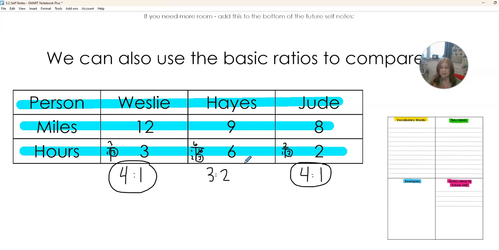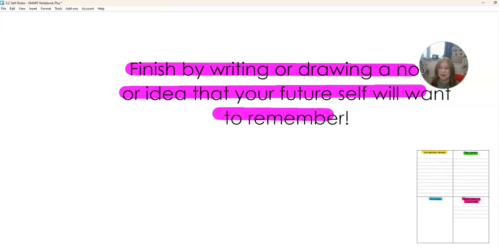So we're just using those basic ratios to help us compare. And then we're using basic ratios to help us make equivalent ratios as well. So 4 to 1, 3 to 12, and 8 to 2 are really all the same thing, 4 miles every hour. Okay, so go ahead and finish and write yourself a note or an idea of something that you will want to remember about this concept.